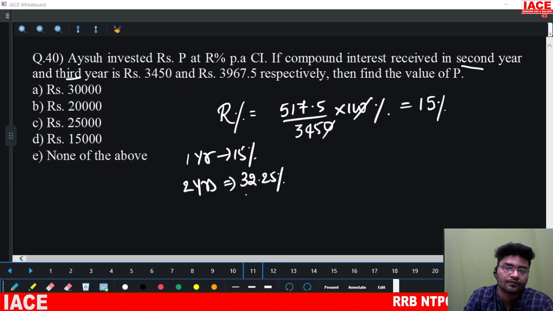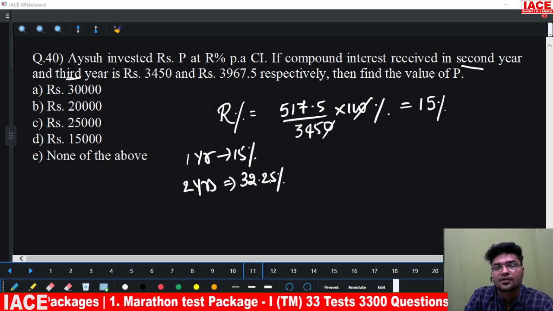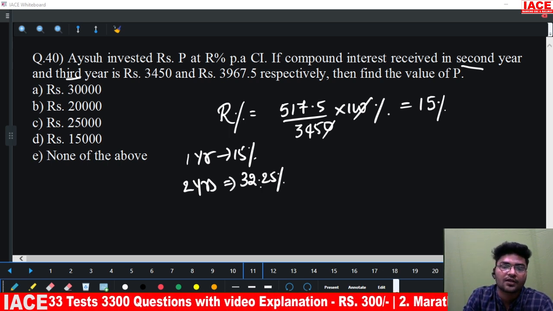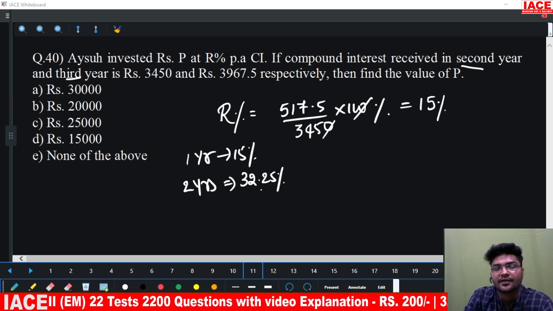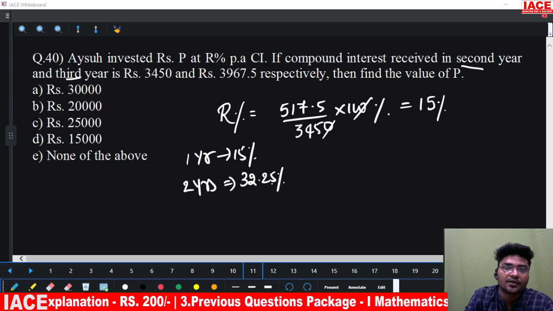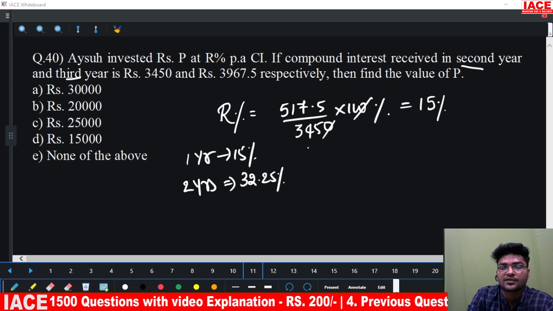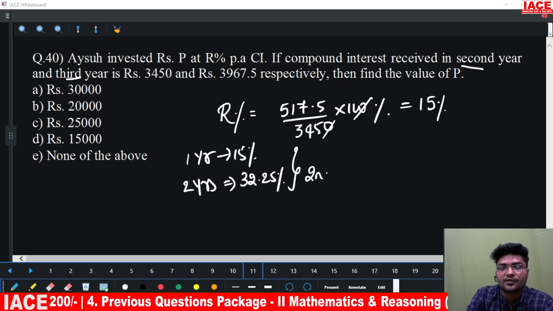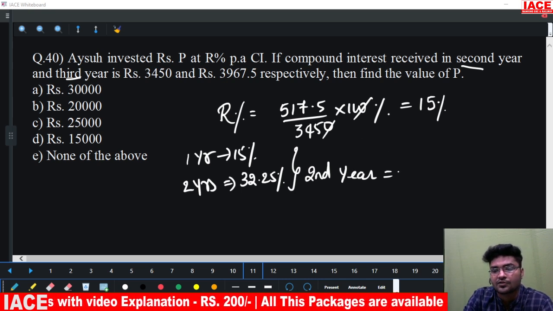32.25 percentage. 15 plus 15 plus 15 into 15. Okay. If I apply the successive percentages formula, or you take 100 and calculate for 2 years, you'll get 32.25 percentage as our compound interest. But the question is giving us only the second year. From 2 years I should remove the first year.